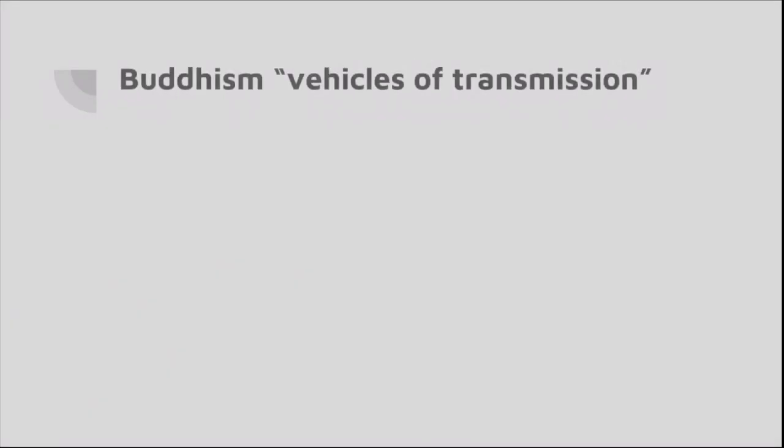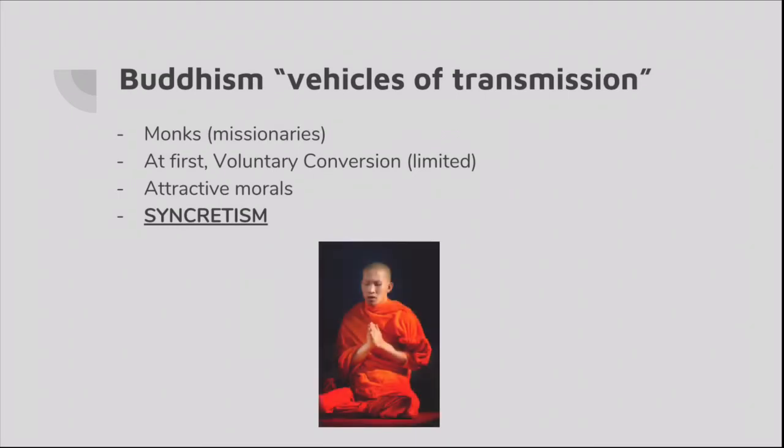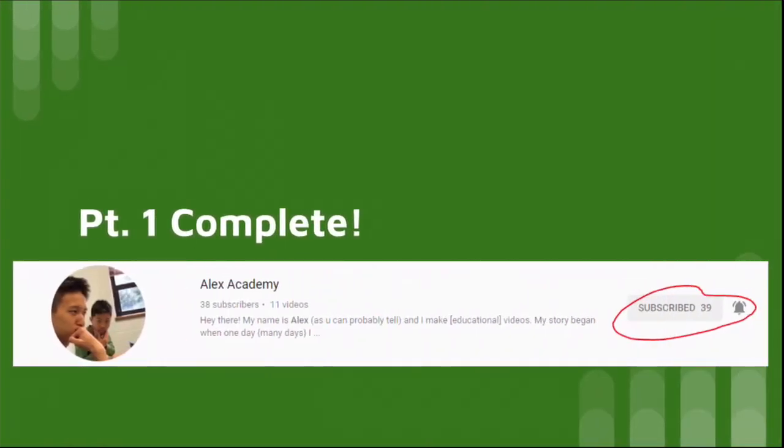But eventually, Buddhism was able to spread, mainly through missionaries known as monks. And this is a picture of a monk right here. At first, some Chinese did voluntarily convert because some of the morals were very similar to the Chinese traditions, but it was very limited. Eventually, syncretism, where Buddhism blended with native Confucianism and Taoism, really helped it take off in China. So, part 1 is officially complete.